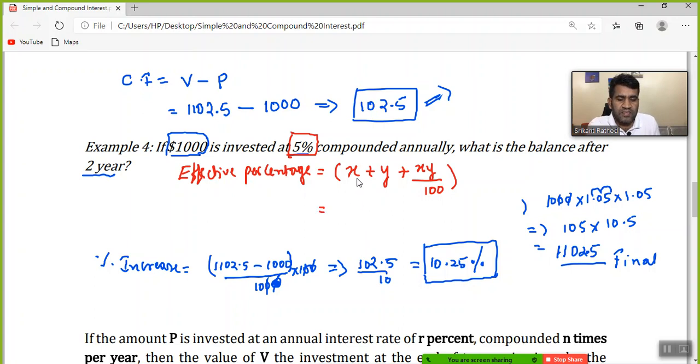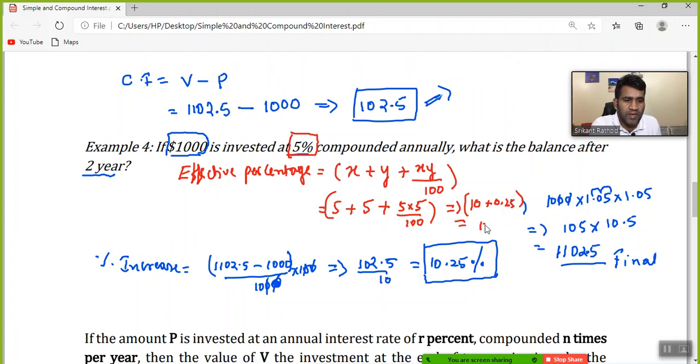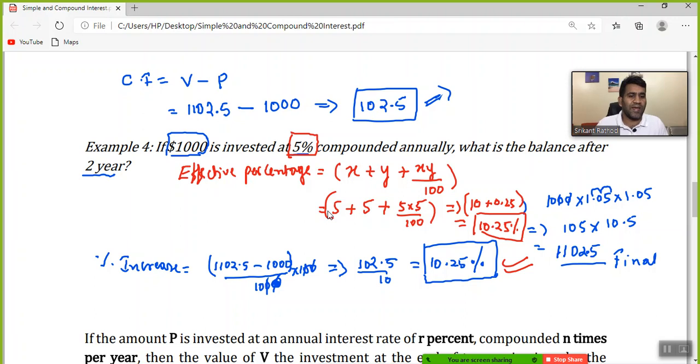So I can write it here as 5 plus 5, the rate of interest for the second year is also 5, plus 5 times 5 by 100. When you simplify it, what are you going to get? 10 plus 25 by 100, which is 0.25. If you add it, you get 10.25 as the overall rate of interest. So we got the same answer here, 10.25, and if there is only the change in the percentage, if there is a question, you can directly do this without calculating the value, right? This is how we can solve.